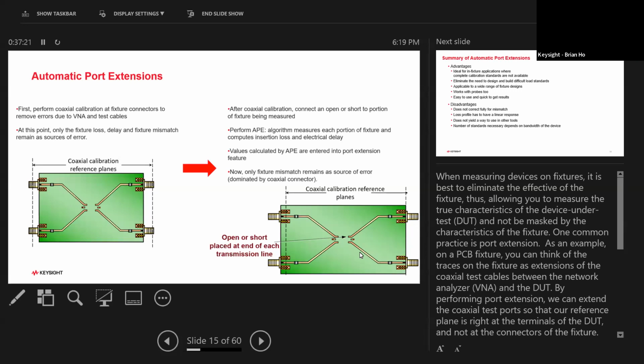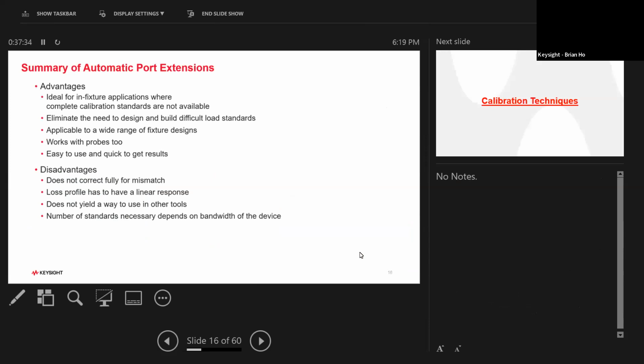So it does it automatically for you and also looks in the time domain as well. So that takes care of that. So let's move on. This is ideal for applications where you don't have a through or anything. You can just use an open or short. So it's very handy to use and it does a lot of things for you.